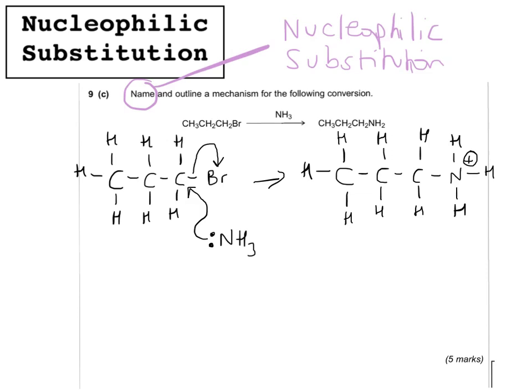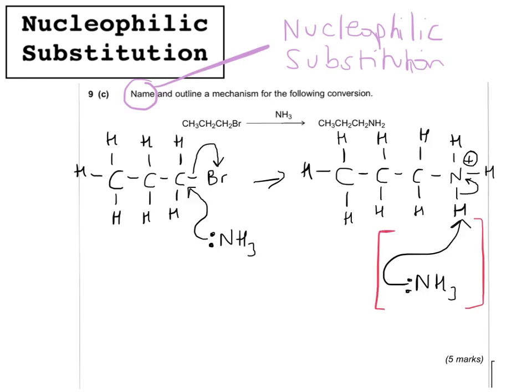And the 4th mark for the mechanism is for the final arrow. Now, remember that another NH3 comes along and grabs the hydrogen off the N on the chain of carbons, and then the electrons between the N and the hydrogen that's being taken then go in and quench that positive charge. Now actually, this bit here is not needed for the mark.